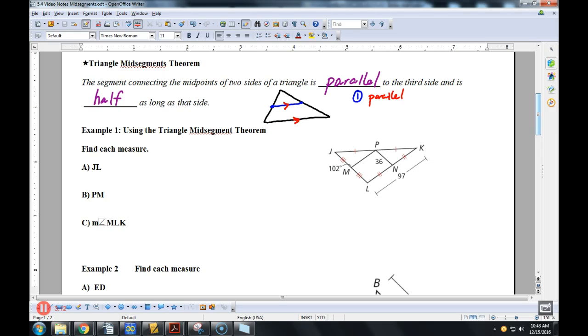Now that's going to hook me up pretty nice later on because I'm going to know that some angles are congruent to each other. And the second thing I need to know is that the midsegment is exactly half as long as the side. So for instance, if this bottom here was 10, then I know that the blue line is 5. It's exactly half of the other one. Now I'll also get some things about some angles. For instance, this angle and this angle are going to be congruent because they are corresponding angles. They're in the same position.